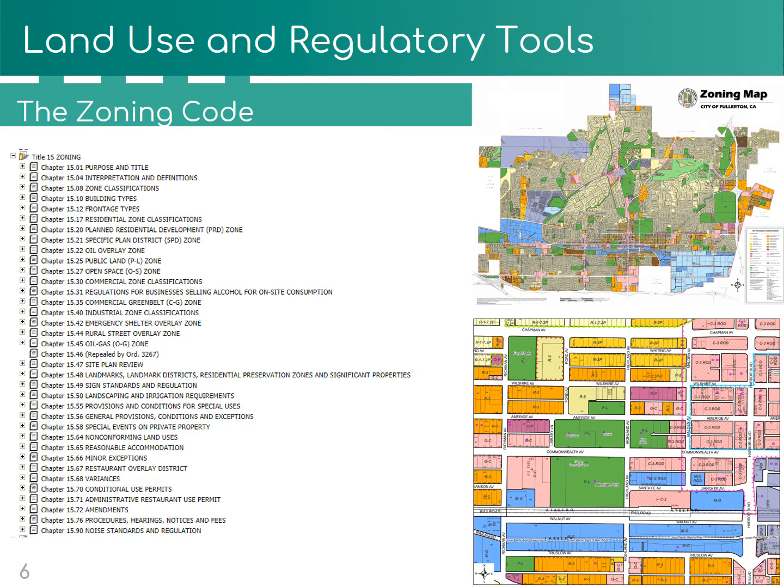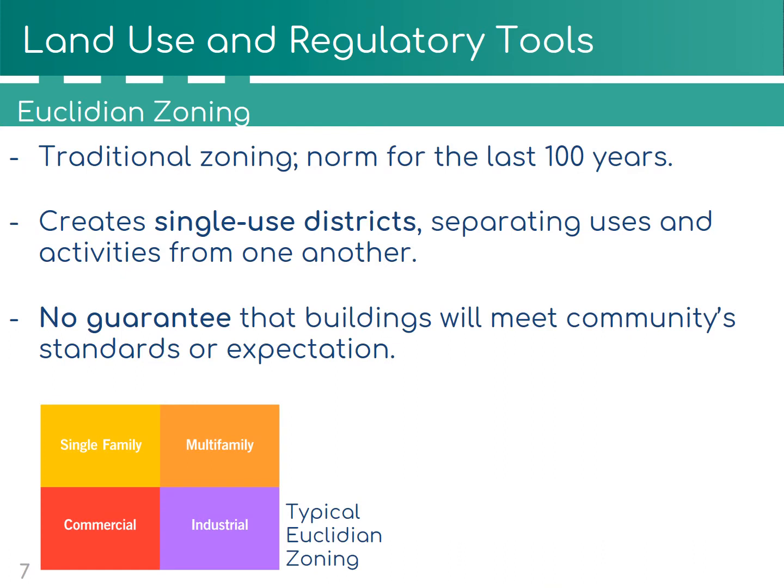Zooming into downtown Fullerton, for example, one can see how each parcel is assigned a zoning classification, which when cross-referenced with the language in the zoning code, describes the rules under which that land may be used and developed. The Fullerton zoning code is based predominantly on Euclidean zoning.